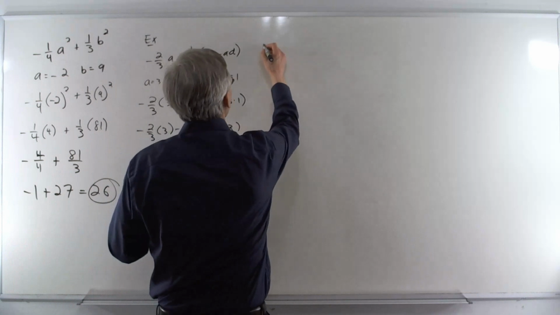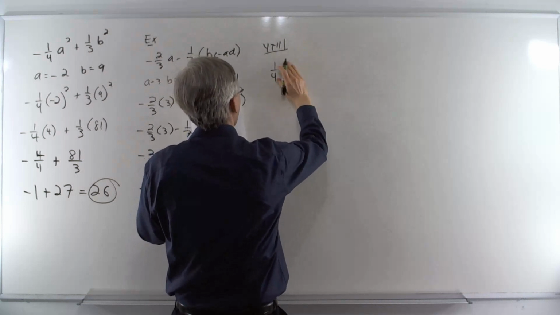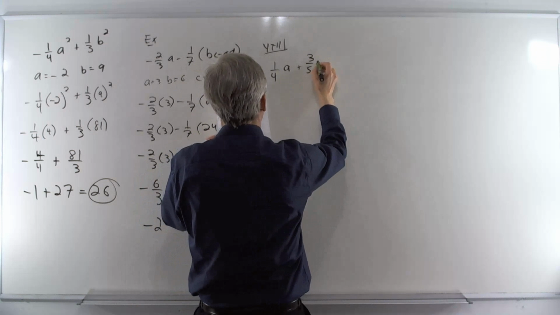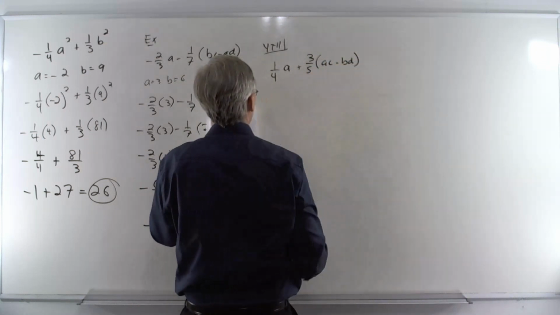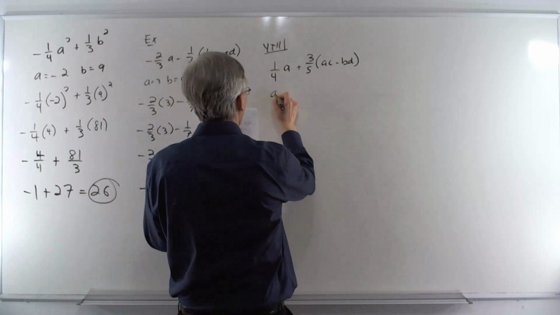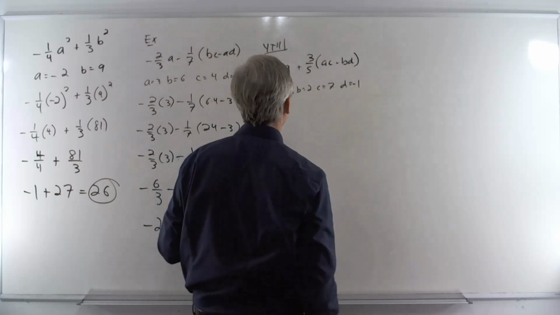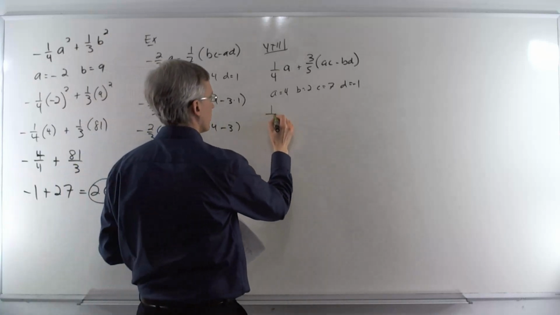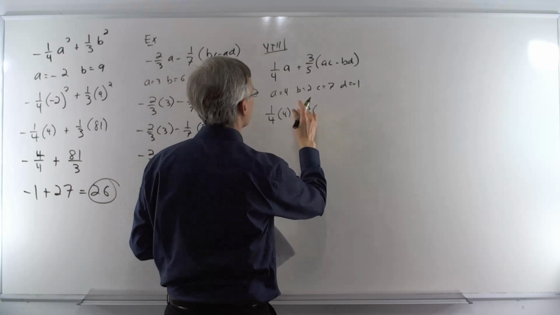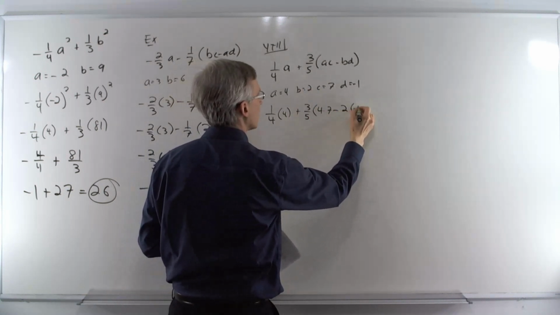Your turn, number 11. One quarter a plus 3/5 times (ac minus bd). We've got a equals 4, b equals 2, c is 7, and d is negative 1. Plug all these values in. 1/4 times 4 plus 3/5 times (a times c, so 4 times 7, minus b, 2, times d, negative 1).